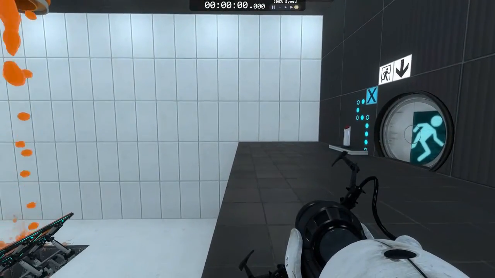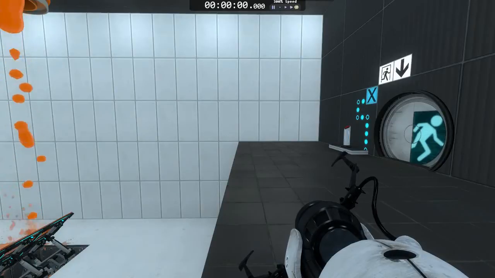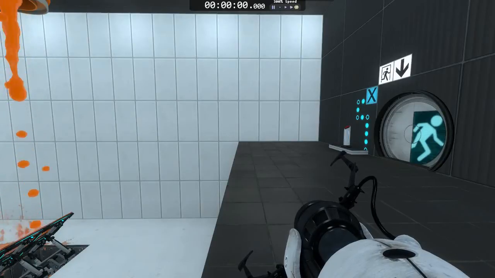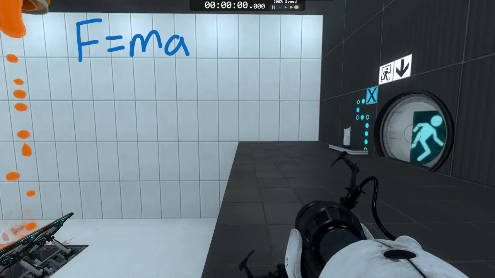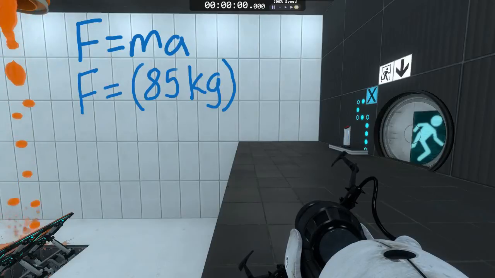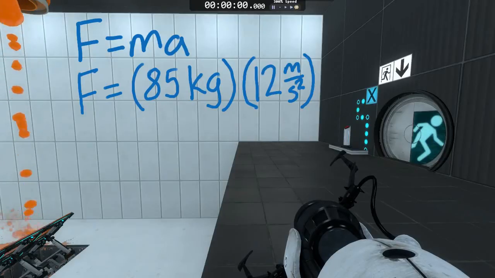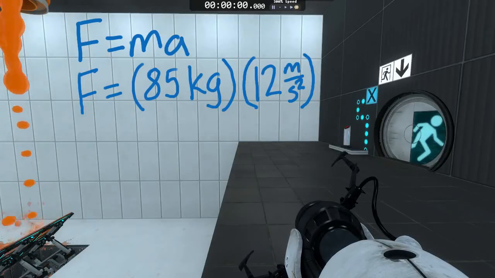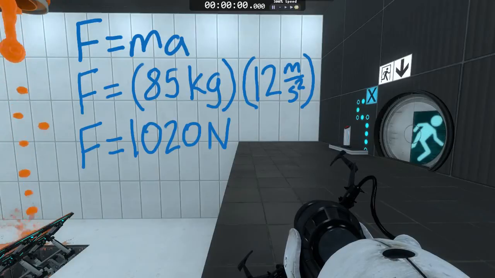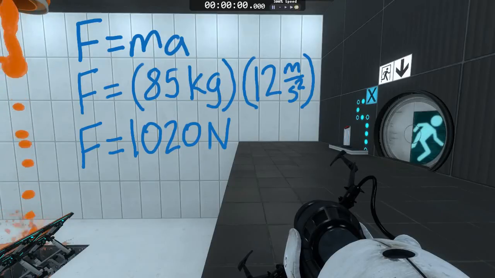Okay, so let's see if we can figure out how much force was applied to us, or how much force had to happen to us in order to accelerate us to the right velocity to hop up onto this ledge. So we know that force is equal to mass times acceleration. Our mass, according to the game, is 85 kilograms. And I did this before, and I'll be happy to explain in the comments. Our acceleration from the propulsion gel is 12 meters per second squared. Multiplying the two together, we get 1,020 newtons. That's right, the unit of force is a newton, and that's not an accident. Newton is all about forces, so of course forces are all about newtons.